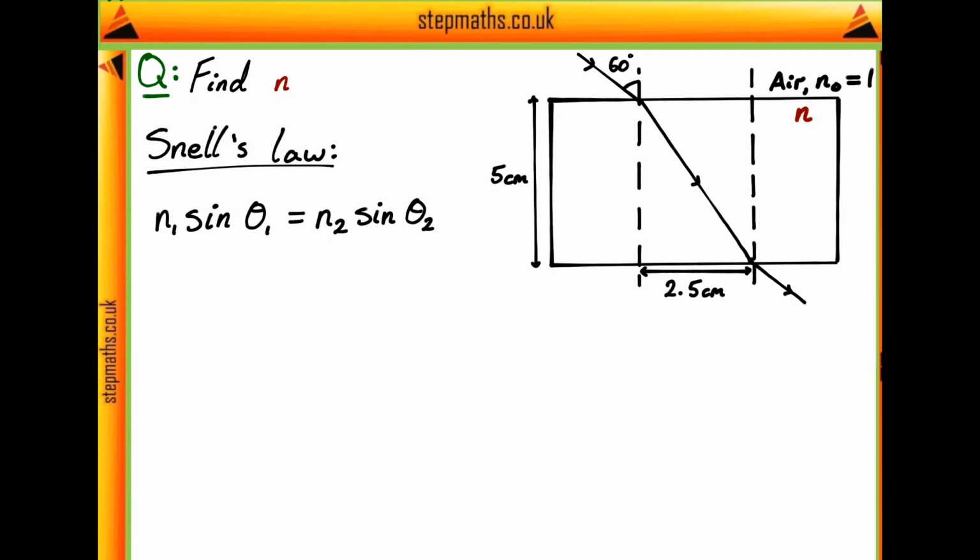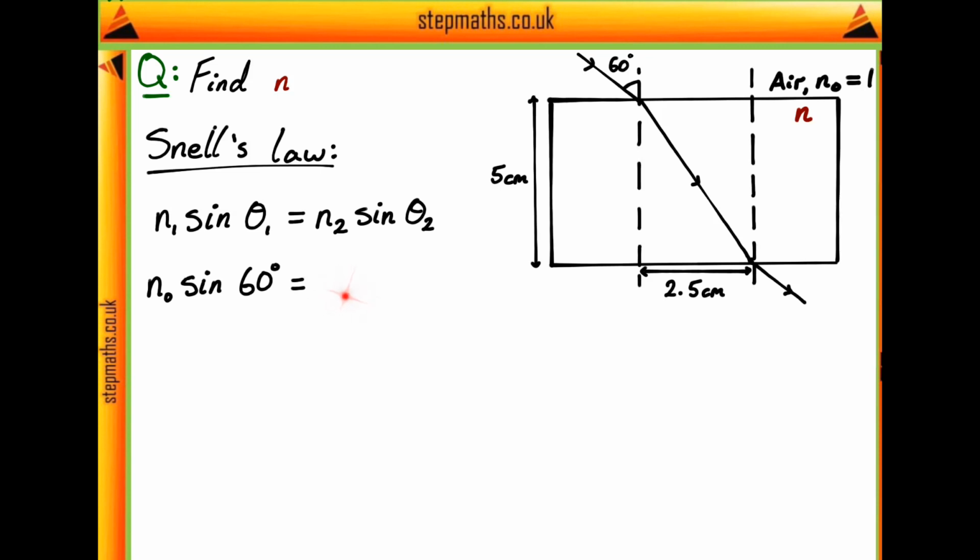Now why is that going to be useful in this case? Well, shall we see if we can try and plug in some values from this scenario. So we know the refractive index of the first material is just the refractive index of air, and we know the incident angle is just 60 degrees, so the left hand side of the equation is going to be this.